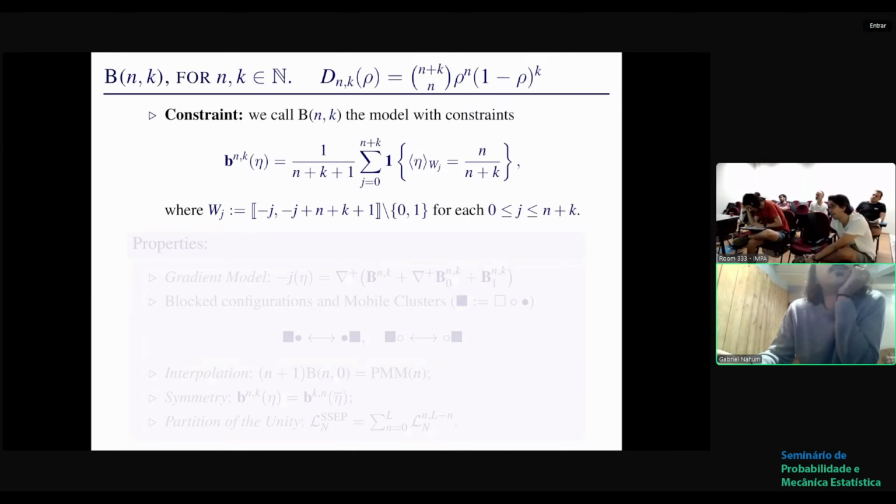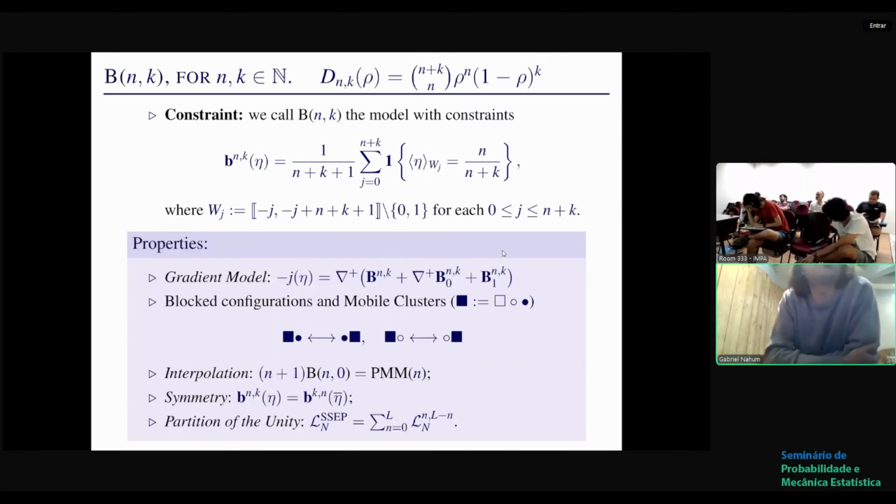Now let me explain this in a more mathematical fashion. So the precise constraint that we defined was this constraint here. And so what we are doing is, for a jump to occur between the sites 0 and 1, we look at the porous media model windows. We have n plus k plus 1 of them, and if the density in this window is n over n plus k, it contributes 1 to the rate. Then we take this average over all the windows, and we have our final constraint.